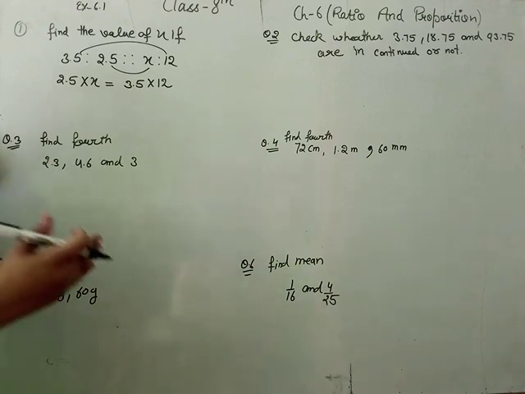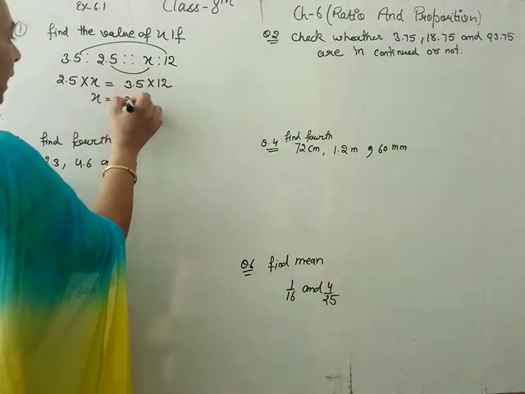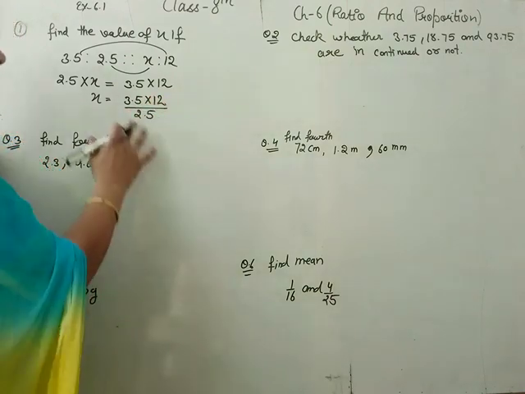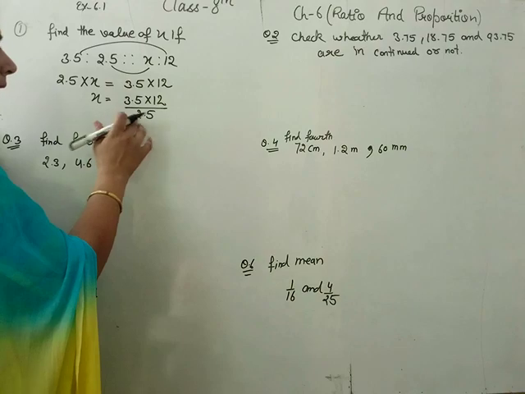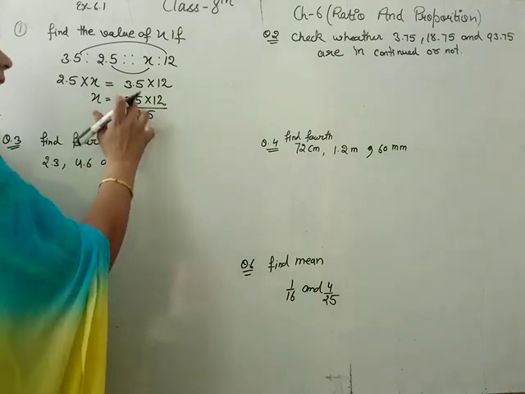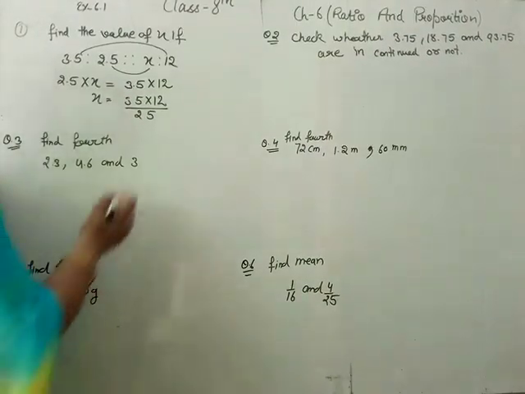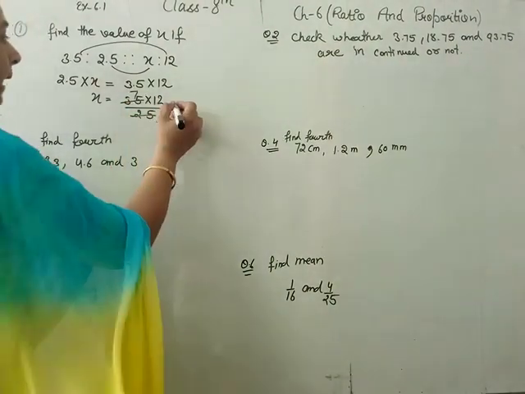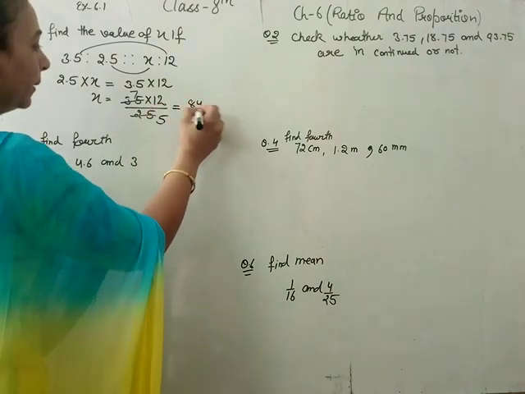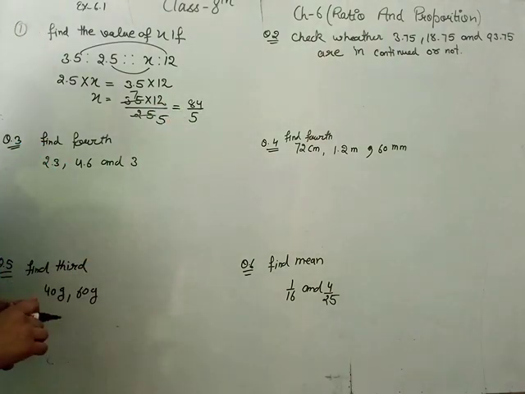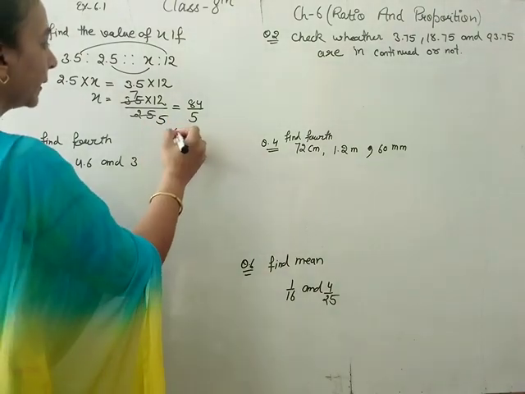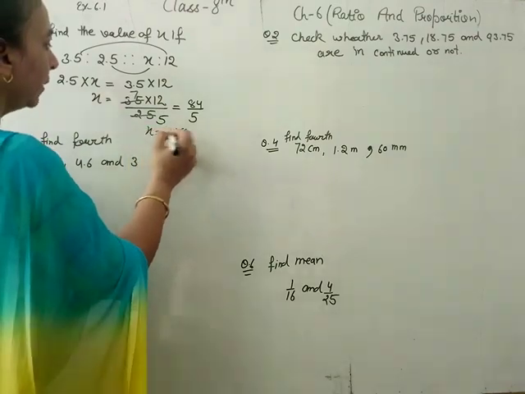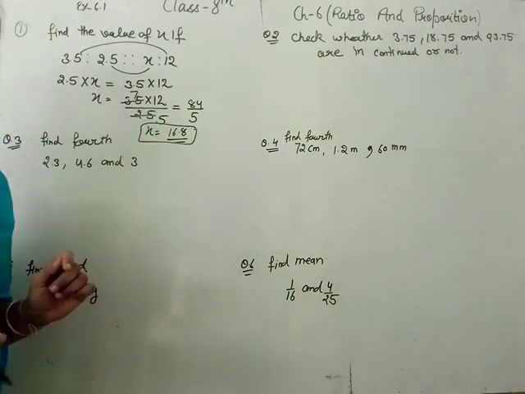Okay students, to find the value of x, x equals 3.5 multiply 12 divided by 2.5. These are decimals with the same number of digits, after one digit, so we can directly cancel out the decimal. Then 5 fives are 25, 5 sevens are 35. Then 12 sevens are 84, 84 by 5. We divide 84 by 5, then this equals 16.8. Okay, then the value of x equals 16.8. This is the first question.